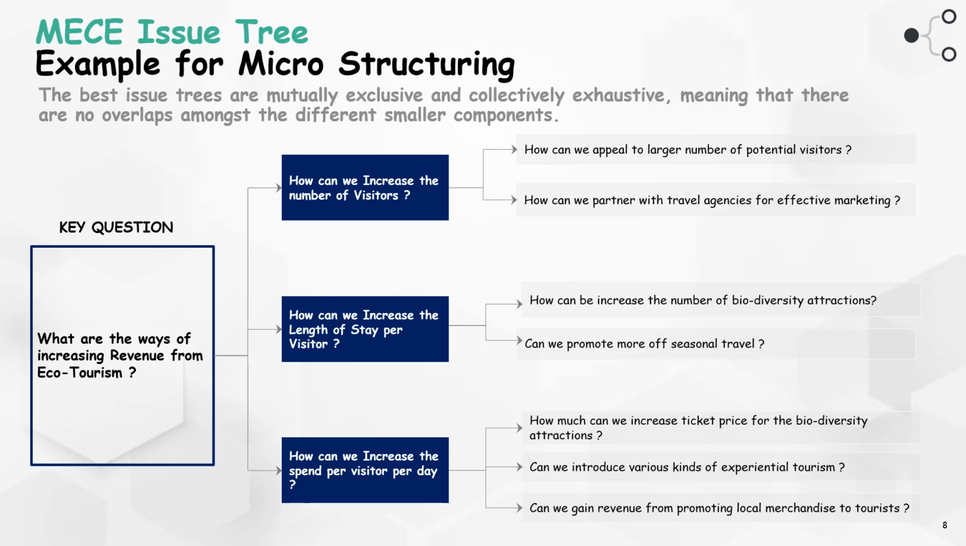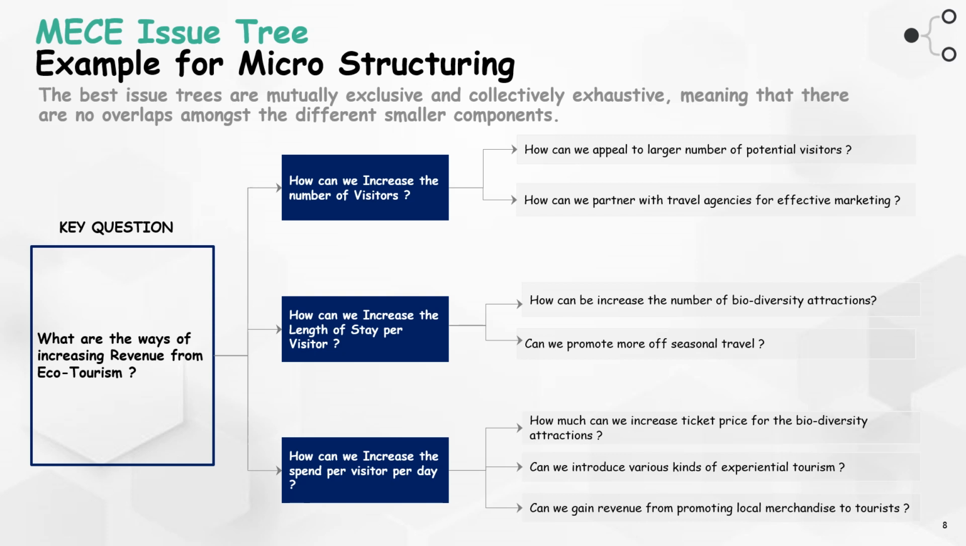In the interest of time, I am not getting into the content of this slide. I'll just help you understand how this structuring has been done with an example. For example, if I pick up the lever of increasing the revenue through increasing the length of the stay per visitor, what are the further subcomponents which will help me to increase the length of the stay per visitor and hence the overarching revenue for ecotourism?